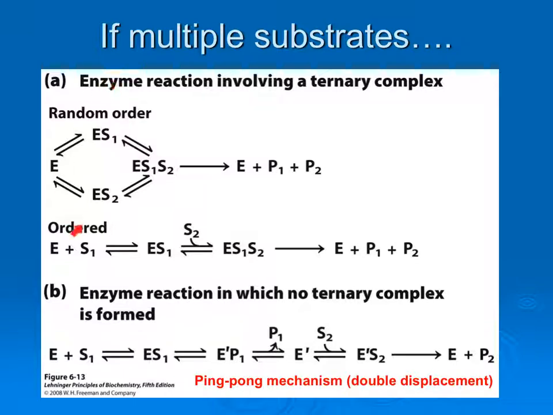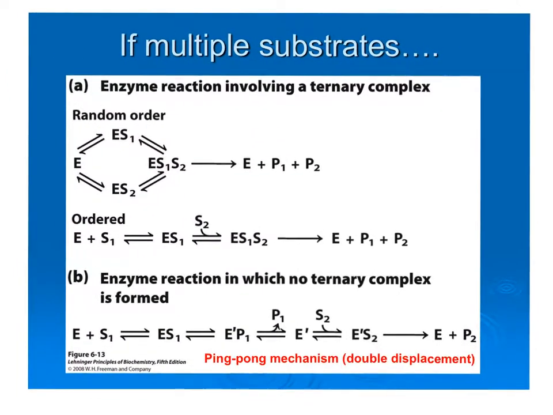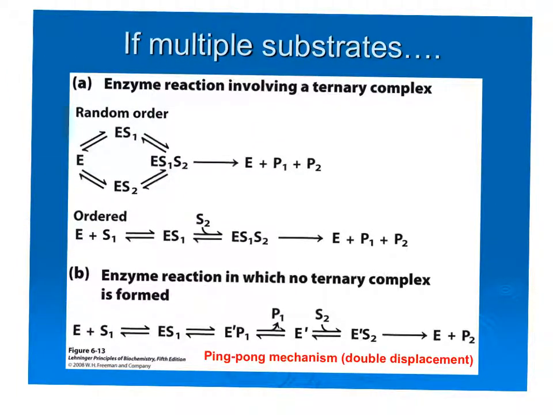One is whether or not it forms a ternary complex. Ternary complex means that the enzyme and both substrates have to be bound at the same time, or there is no ternary complex formed. So let me make this smaller. Let's say there is a ternary complex formed, and it doesn't matter the order they bind. This is what it looks like. You can imagine substrate 1 binds and then substrate 2, or substrate 2 binds and then substrate 1. It doesn't really matter. It's random. And then they go on to make your products.